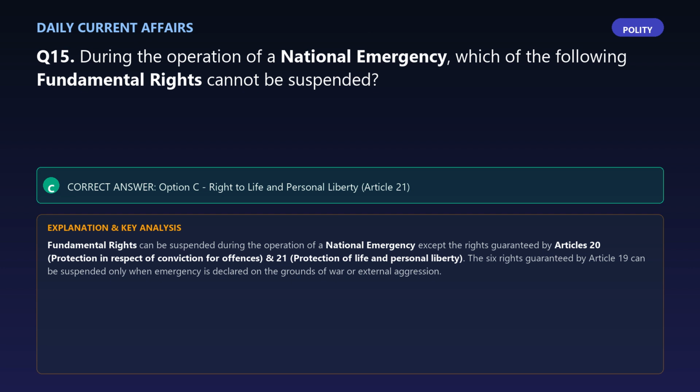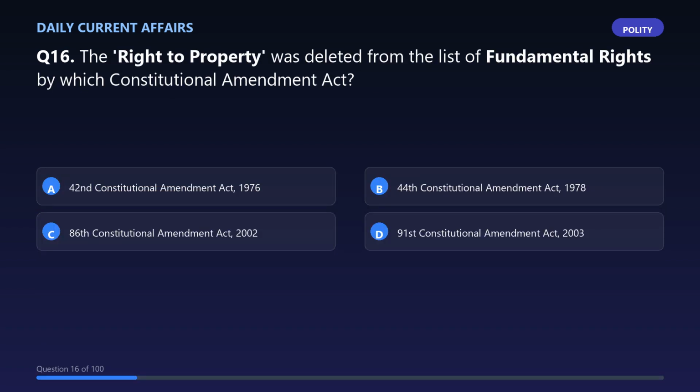Explanation: Fundamental rights can be suspended during the operation of a national emergency except the rights guaranteed by Articles 20, protection in respect of conviction for offences, and 21, protection of life and personal liberty. The 6 rights guaranteed by Article 19 can be suspended only when emergency is declared on the grounds of war or external aggression.